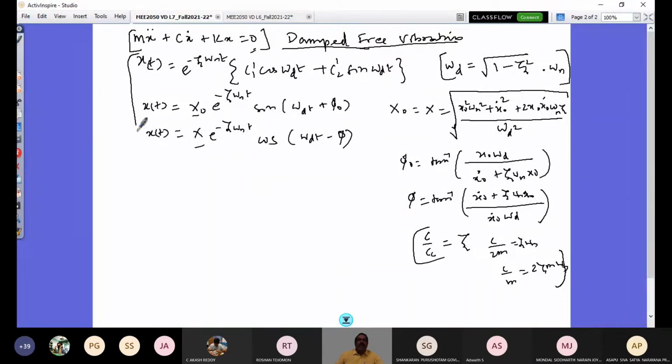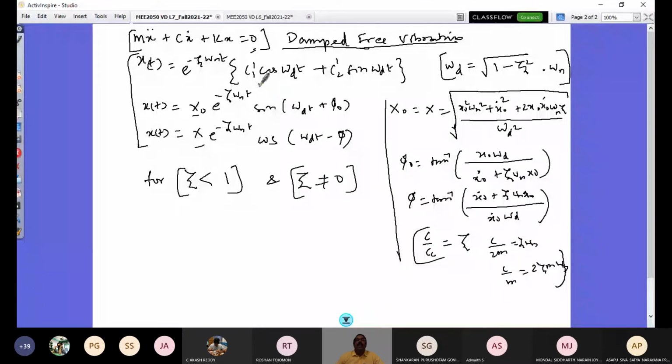Where these are all for an important case when zeta value is less than 1 and zeta value is not equal to 0. So when I say zeta equal to 0, this damped free vibration becomes undamped free vibration. You can see in this, if I substitute zeta 0, I would get an equation similar to what we were discussing in undamped free vibration. You can just do that as homework and see. And you can see how these x naught, X values are obtained. These values are obtained through the C1 dash and C2 dash values, or phi naught or phi value estimated.